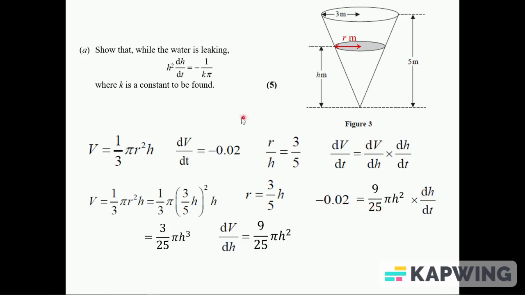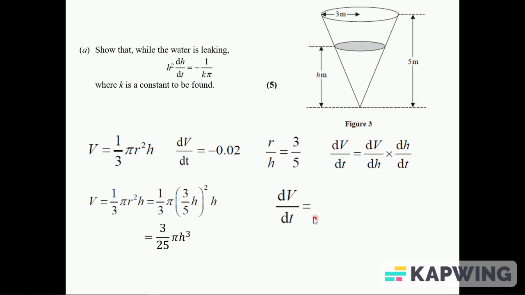And I'm nearly there then, because I've got h squared dh over dt. I'm going to divide by the pi, so the pi ends up on the bottom. The fraction though, it'll be 25 times minus 0.02, which is 0.5 over 9. That comes out to be minus 1 over 18 pi.